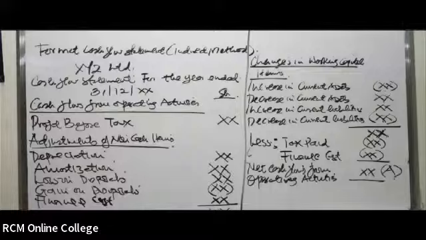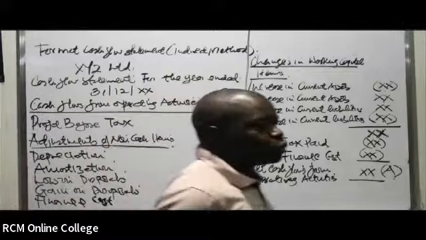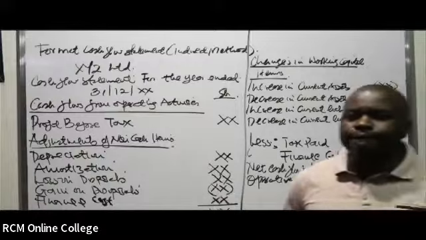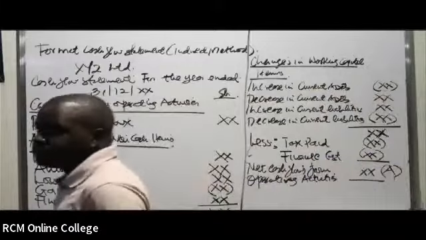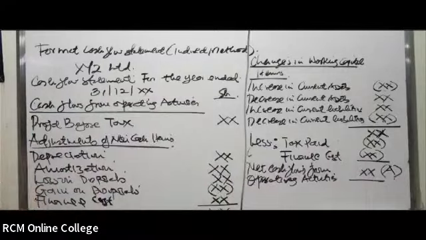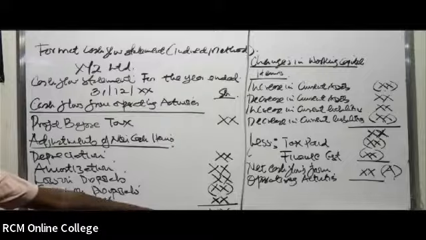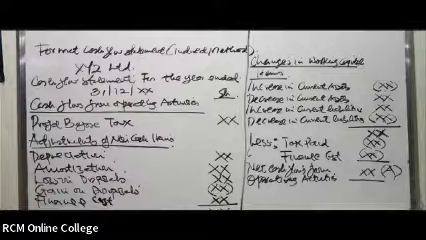We have not included dividend paid. Why? Dividend paid will likely go to the financing activities. Dividend paid will go to financing activities. So there's an X here. There's nothing new here. Just put an X down here. You put an equal sign, then you put an XX.